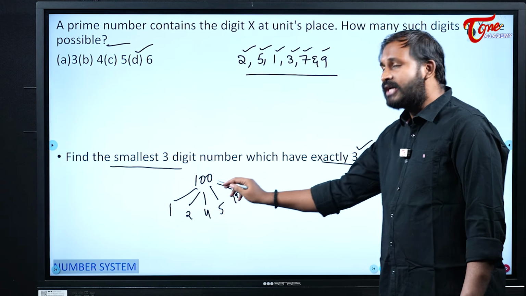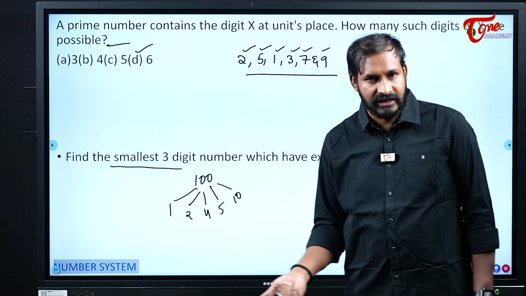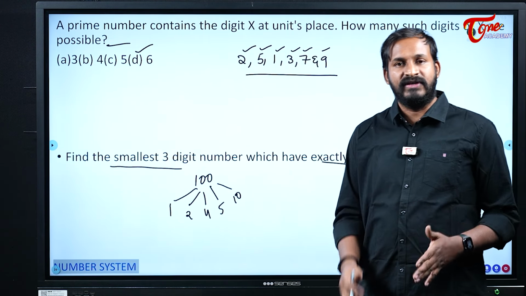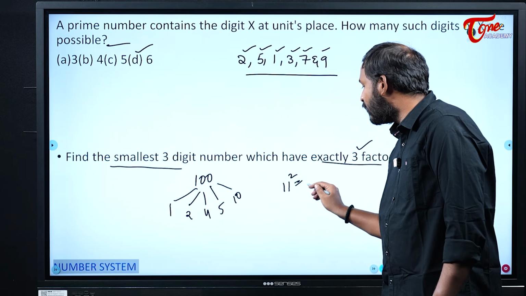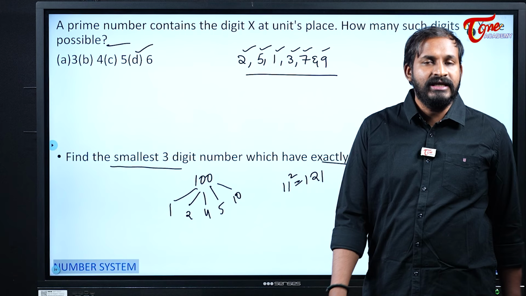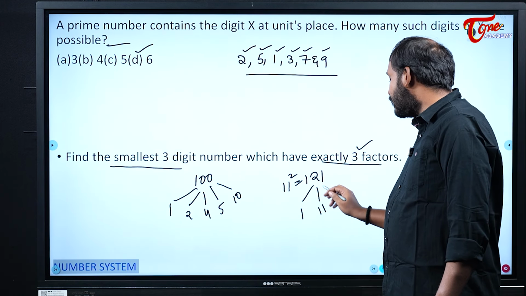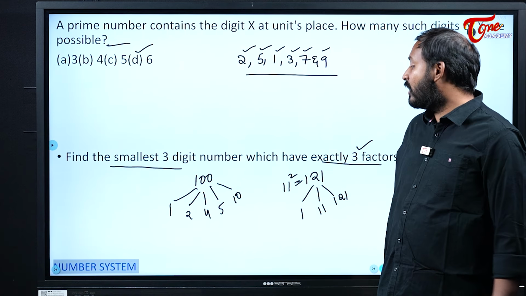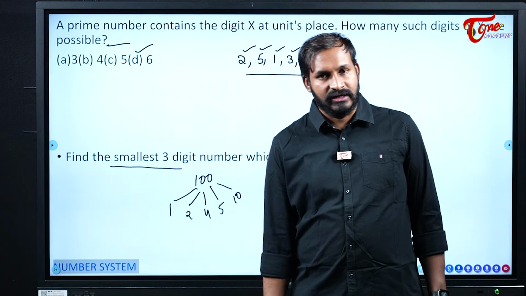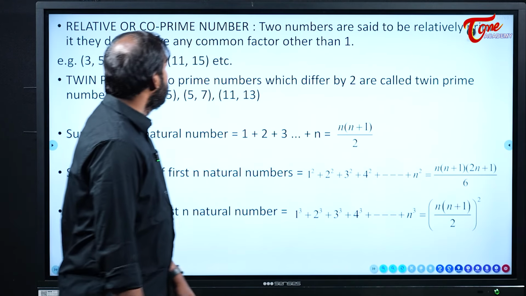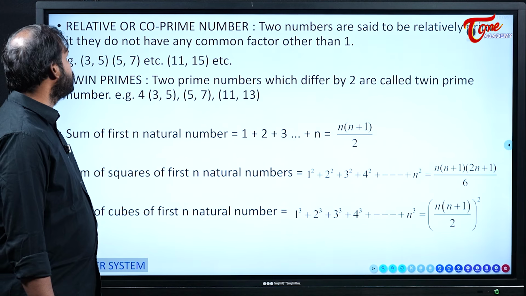Actually, 100 is a square. Which number's square is 100? 10 square is 100. So, after 10, what is the first prime number we have? 11. So, we will check 11 square. 11 square is 121. Then obviously, 121 will have 3 factors, and those factors are 1, 11 and 121. So, the smallest 3-digit number having exactly 3 factors is 121. Next one.